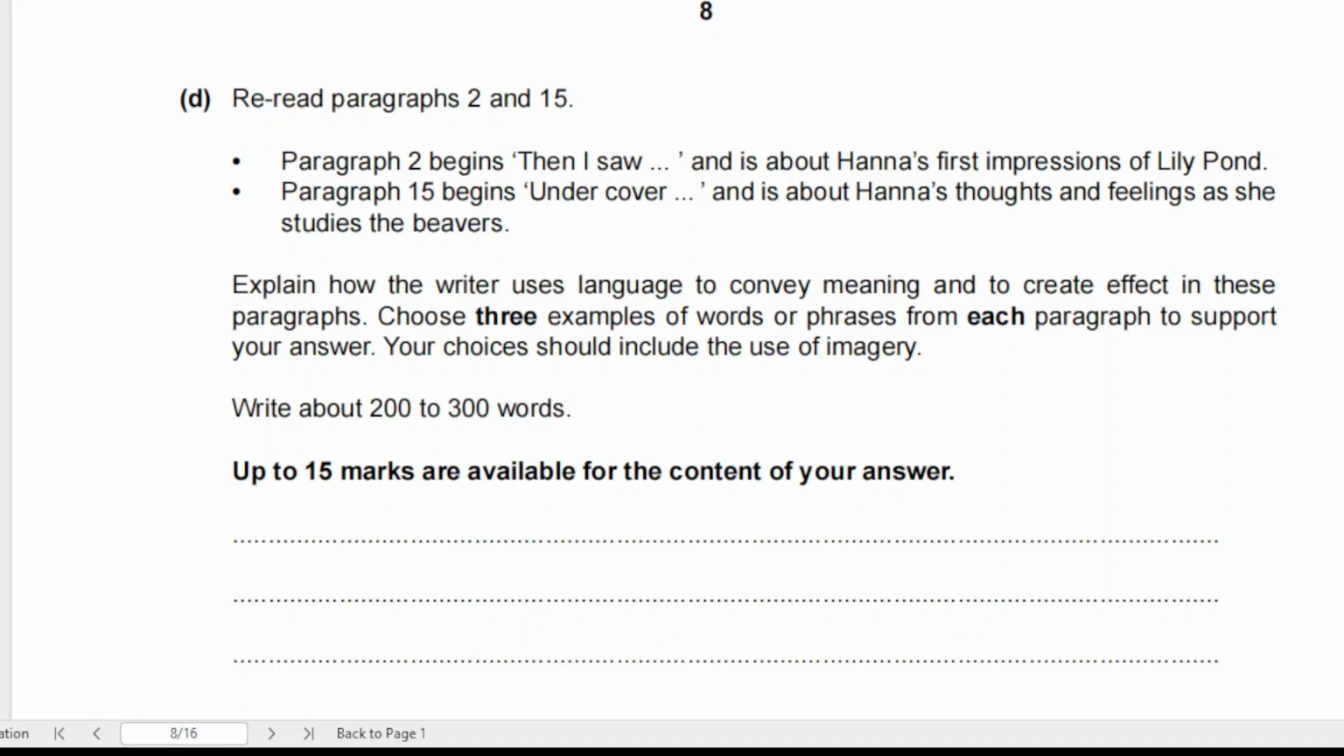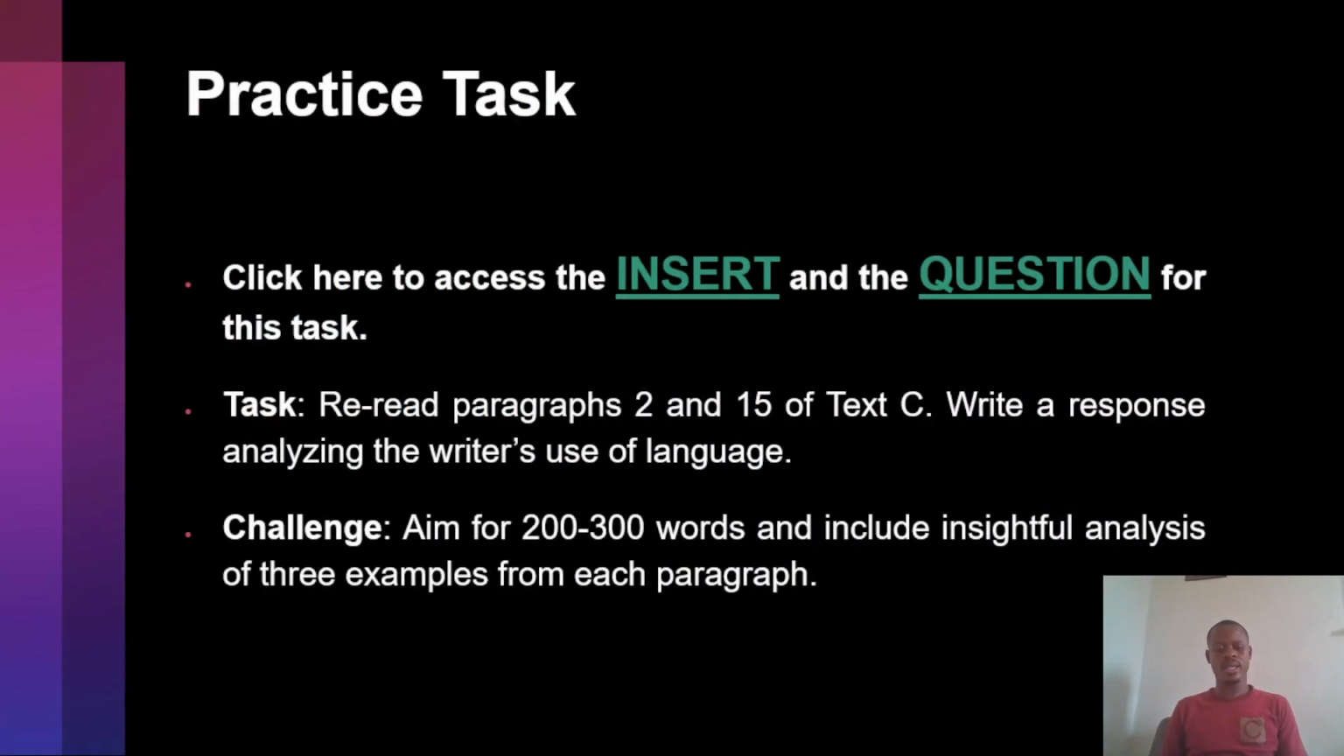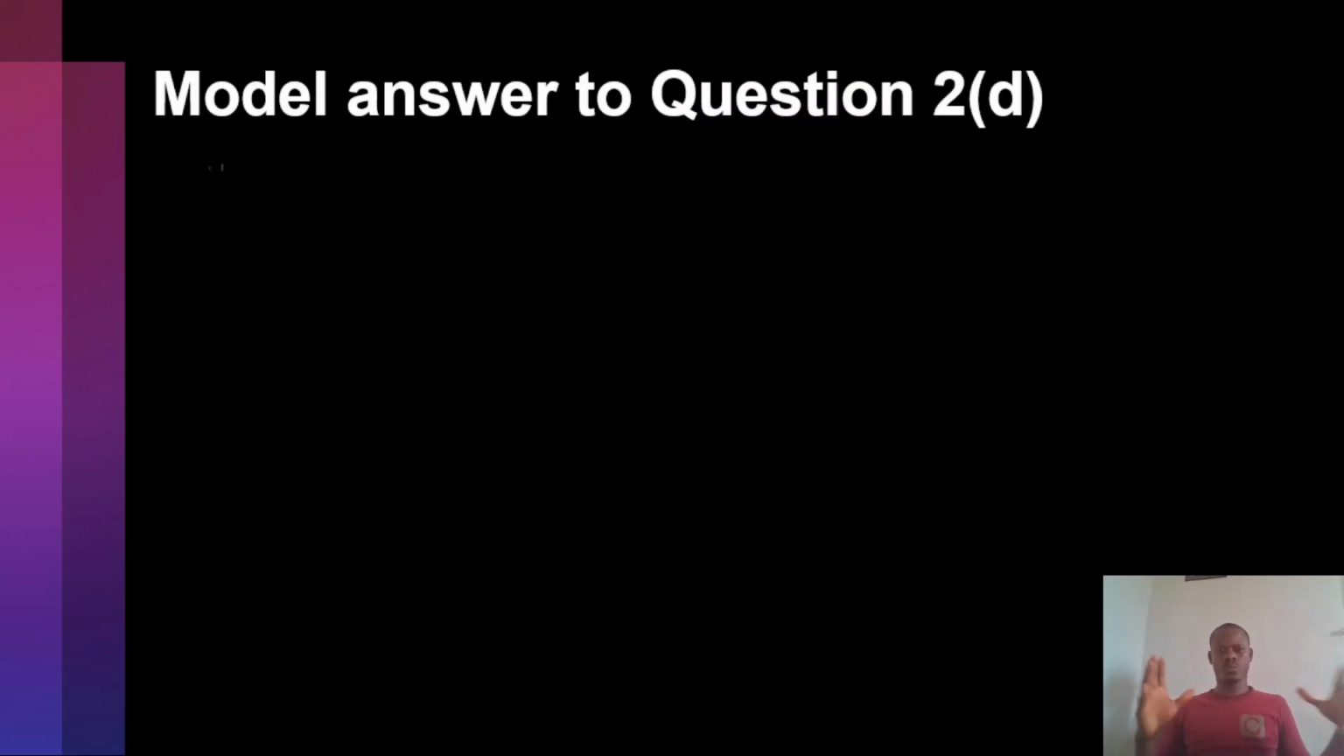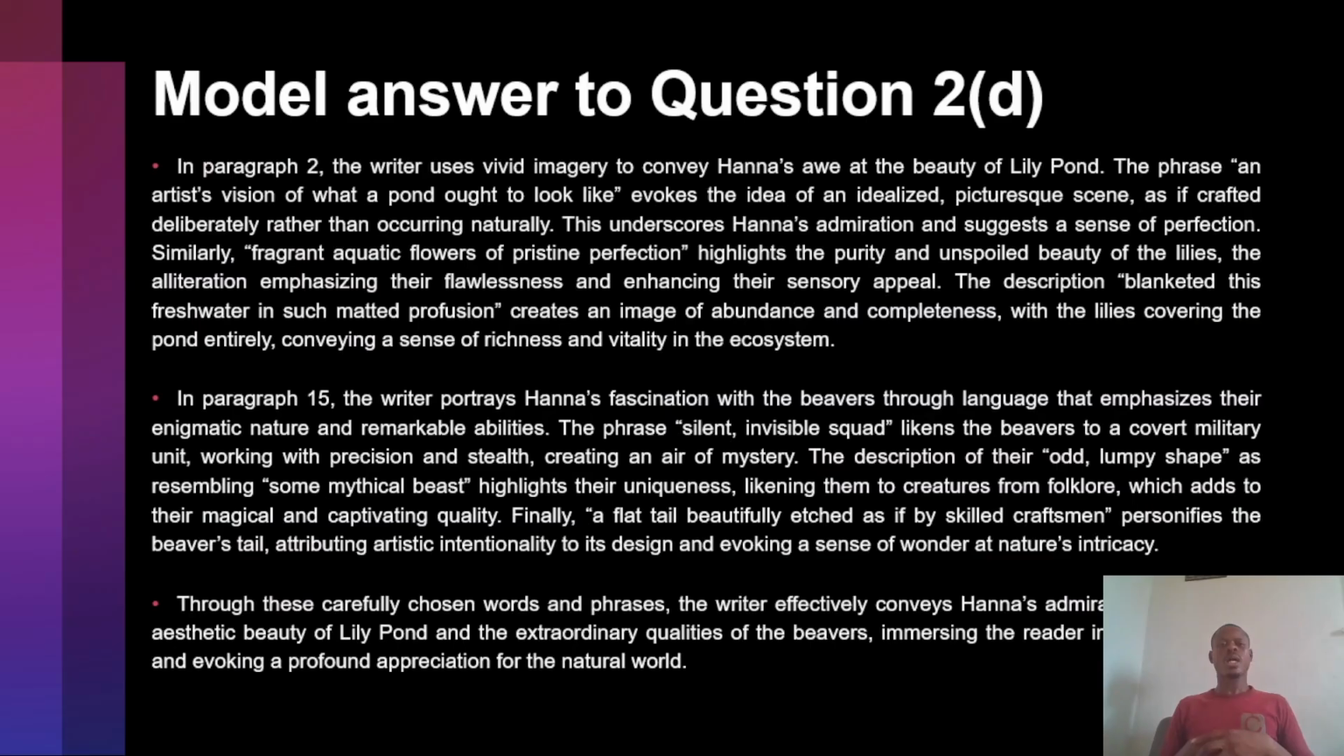Now you can actually set about your work, because I'll be sharing with you what a good one looks like. All right. So this is a model answer. In paragraph 2, the writer uses vivid imagery to convey Anna's awe at the beauty of Lily Pond.